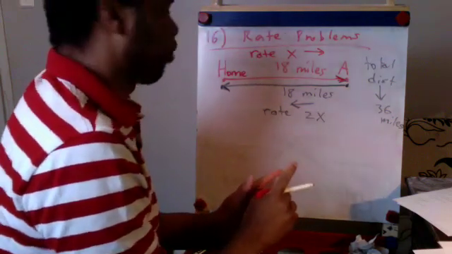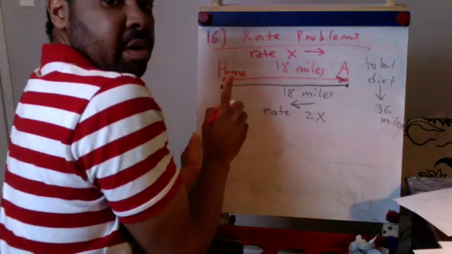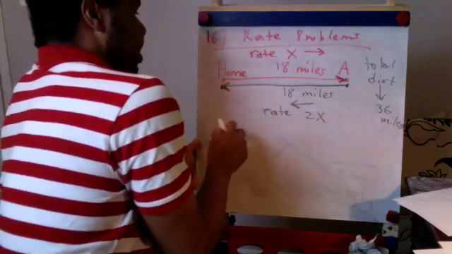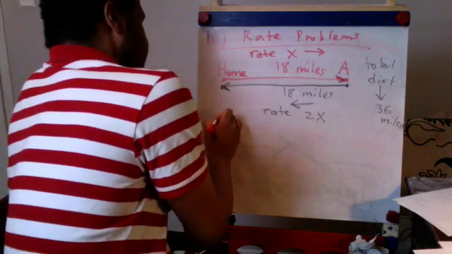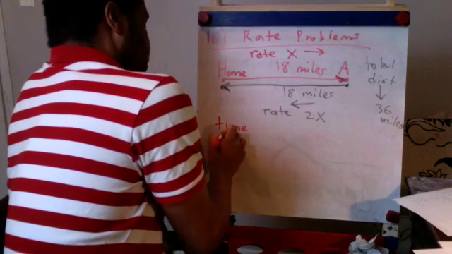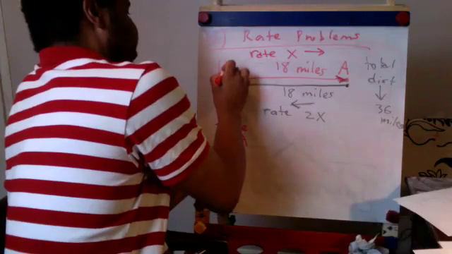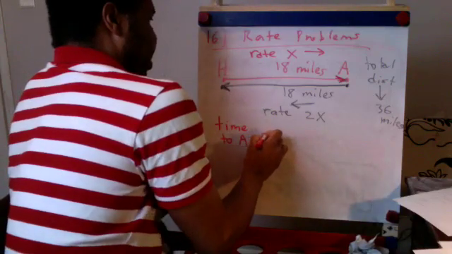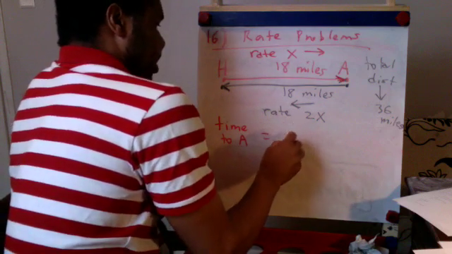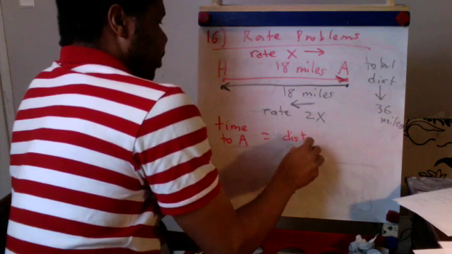Now this one is going to be a little tricky. So the total time was 1 hour, all right? So let's figure out what time is, what makes sense. So time to airport, I'm going to just call it airport A and home H. Time to airport would be equal to what? What is time? We did time before. Time is the distance divided by the rate.